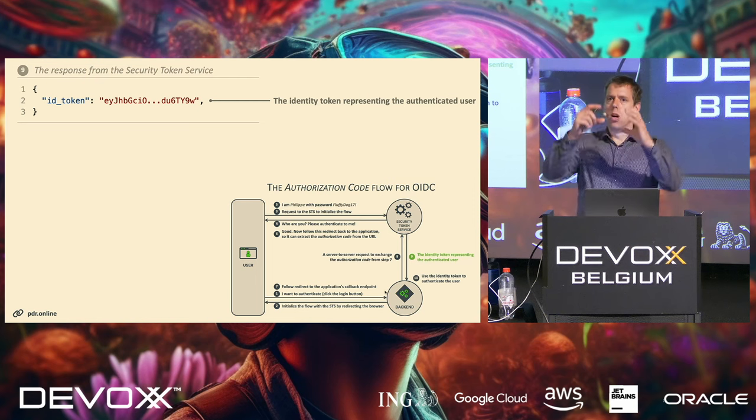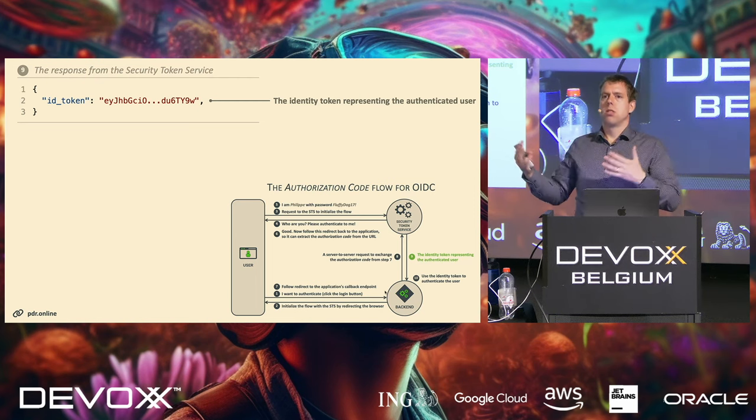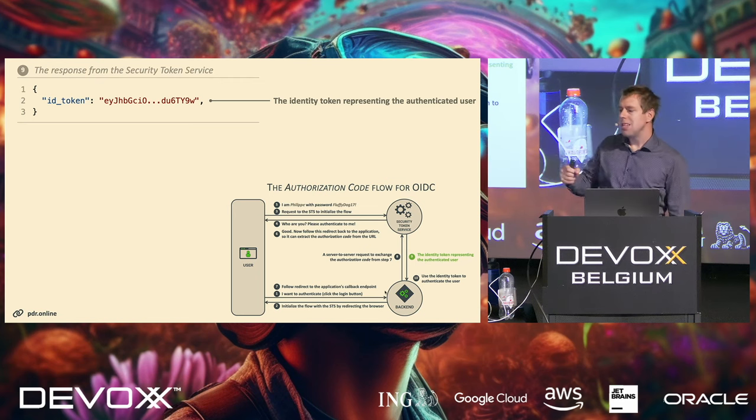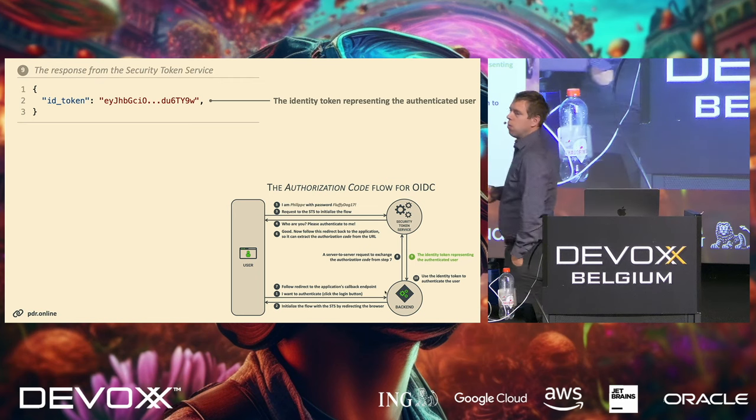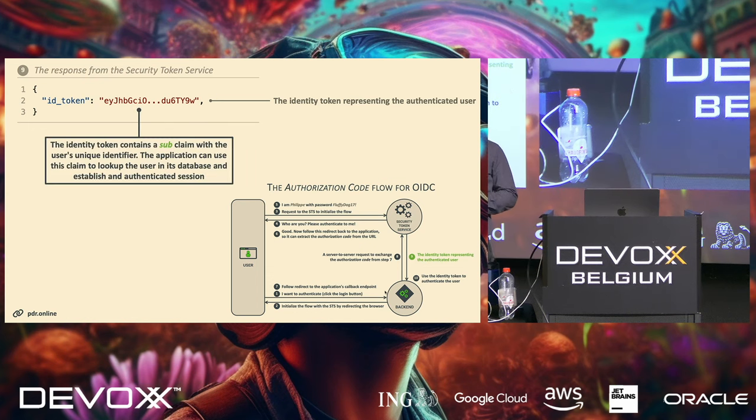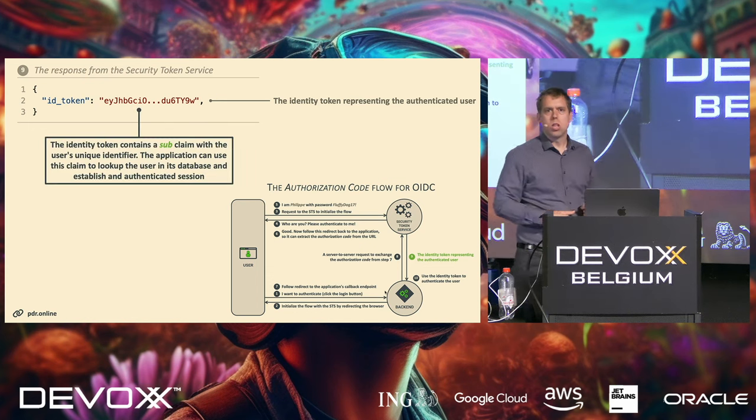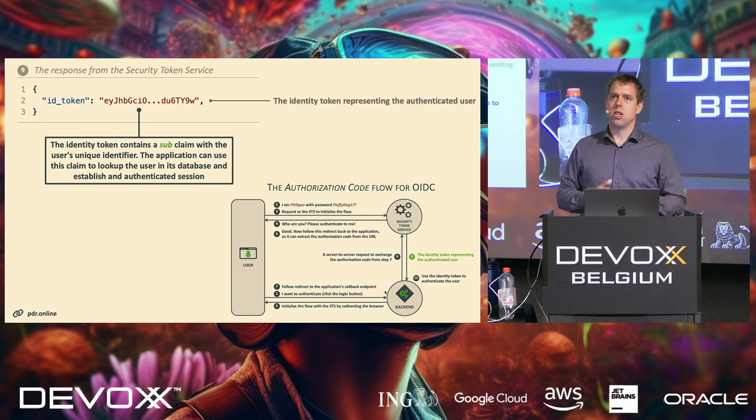The application can now open the token up, read the payload, which is a bunch of claims of what you basically asked. And one of these claims is mandatory. One of these claims is called SUB, because the people that wrote the JOT spec have a fetish for three-letter abbreviations. Seriously, read the spec.